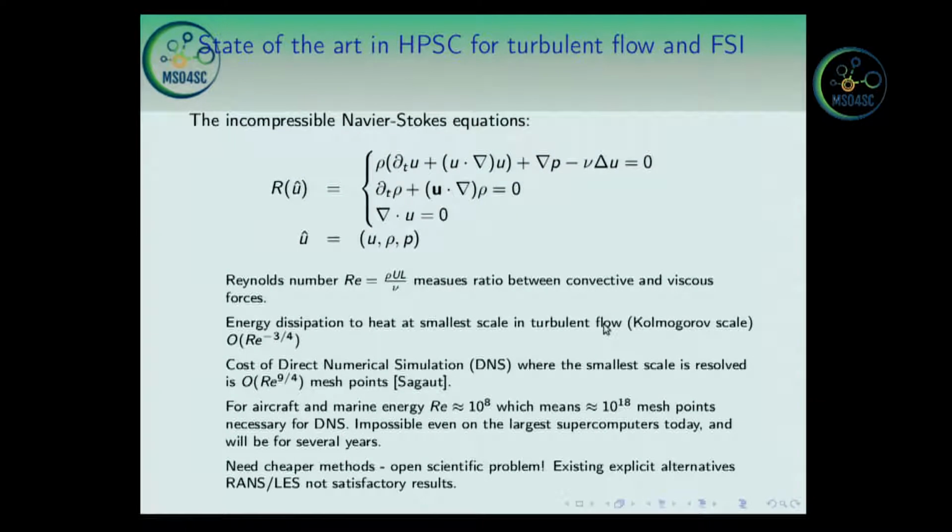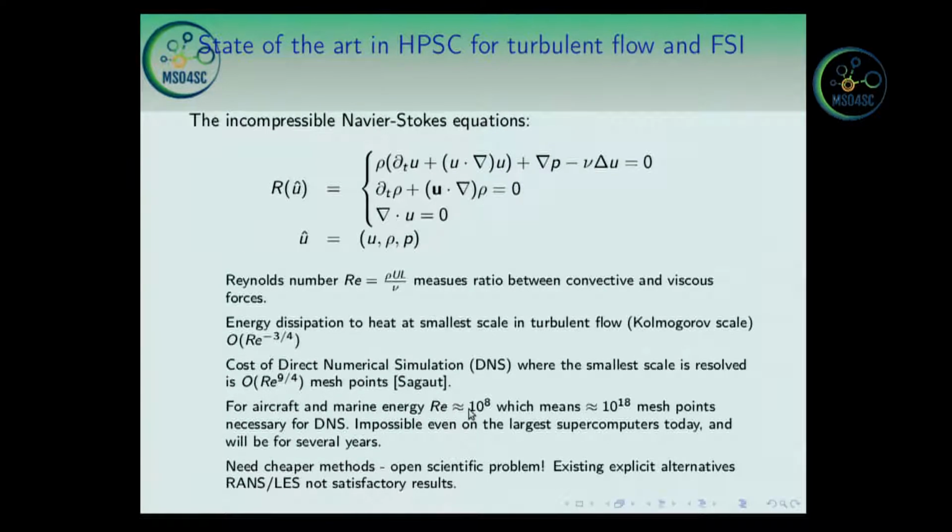Turbulent flow can be described as a multitude of scales. And the smallest scale looks like this. And one approach is to try to resolve all of these scales. But then the cost scales like this.